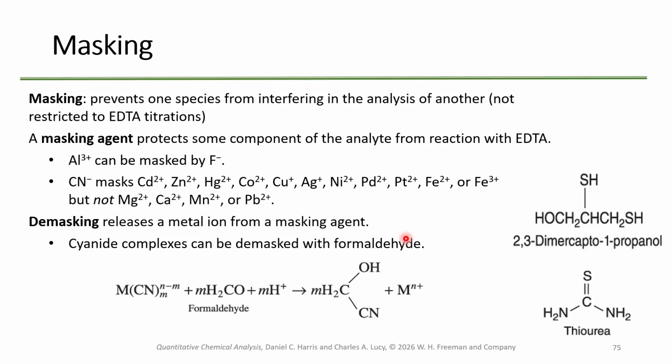Demasking. What demasking is, is taking the mask off, okay? It's going to release your metal ion from the masking agent. Cyanide complex can be demasked with formaldehyde. So you put the cyanide in with them, and they'll mask them. Then you can do your titration of one of these ions right here. And then after you're done with it, you can go ahead and demask it using formaldehyde, and that'll give you back your metal ion. And then you could do the titration of that one. And so you can somewhat selectively do detections of these.